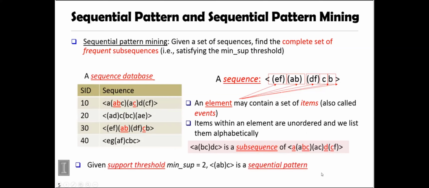Then the sequential pattern essentially is, if you set a minimum support of 2, that means at least 2 sequences contain the subsequence. You find those subsequences, and this is a sequential pattern. For example, A, B getting together, then C. In this sequence database, this is a pattern of support 2.